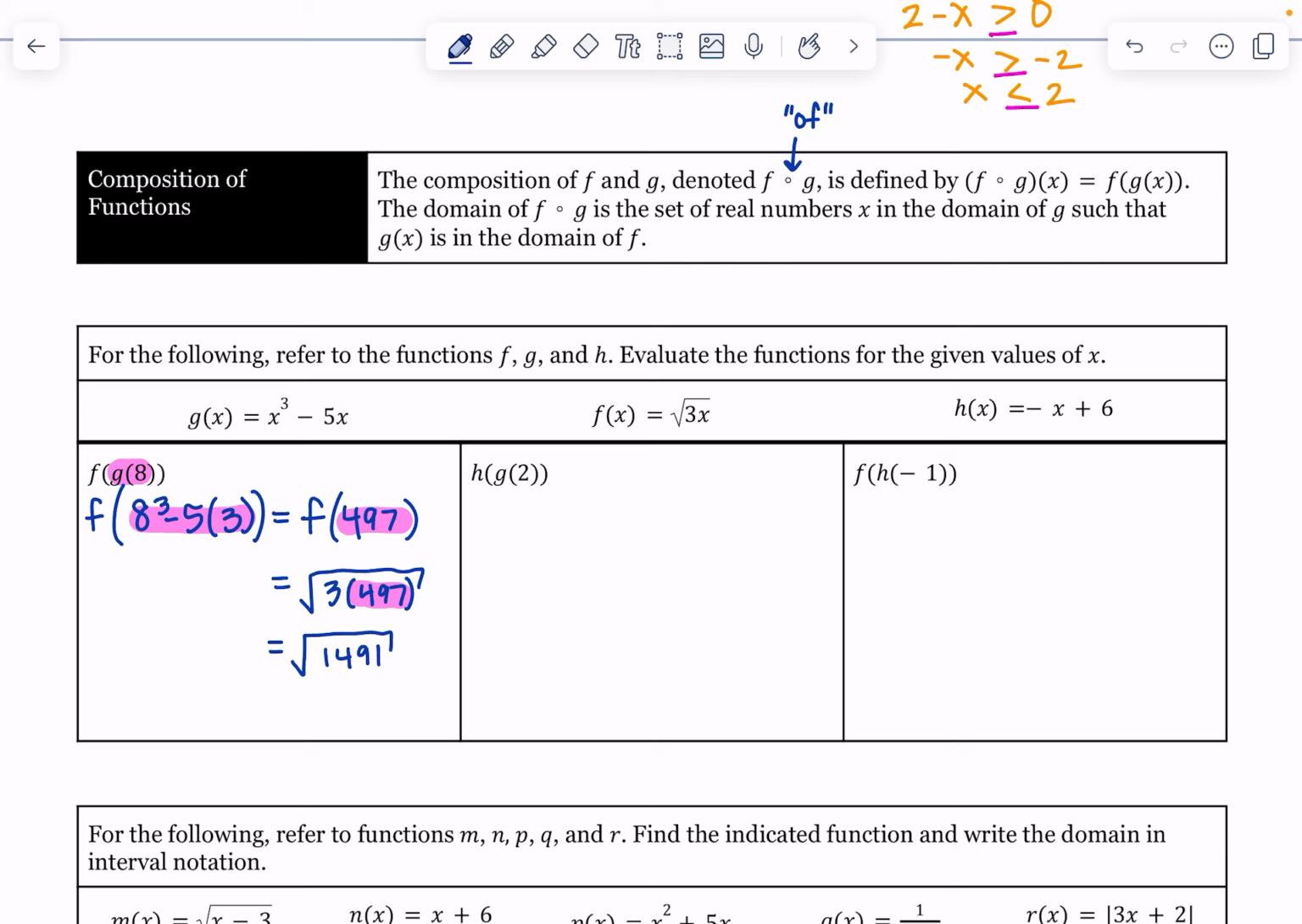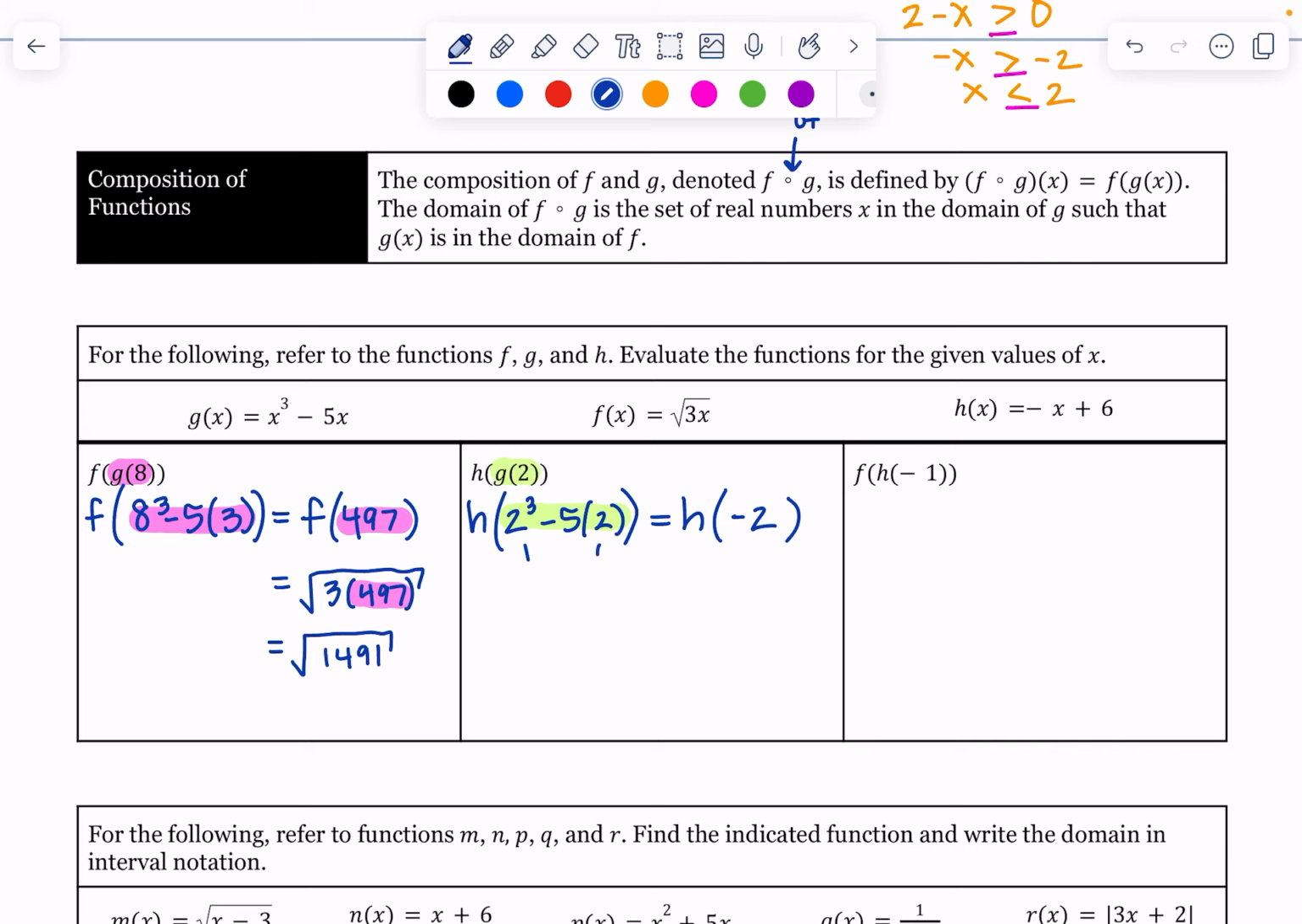All right, middle one, h of g of 2. I'll use a different color just so we don't get confused, but we're going to find g of 2 first and then plug that into h. So that would be h of g of 2. We're going to be doing 2 cubed minus 5 times 2. And again, I'm going to use my calculator for that. That green highlight is just g of 2. I don't want to mess up, so I'm going to use my calculator. 2 cubed minus 5 times 2 is negative 2. All makes sense. 8 minus 10.